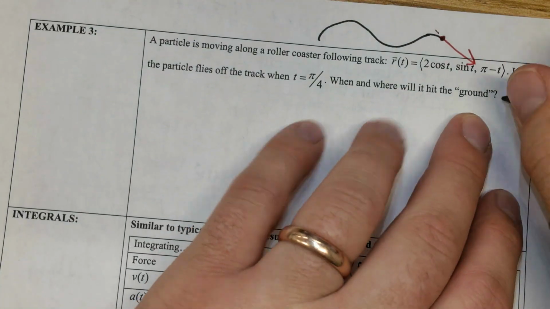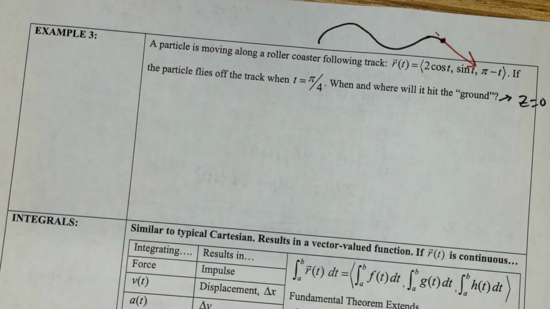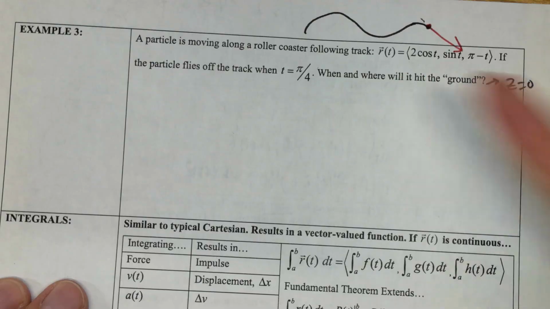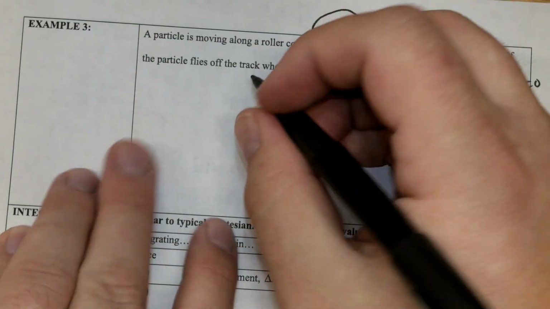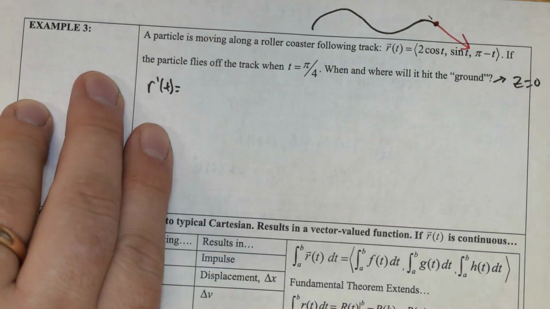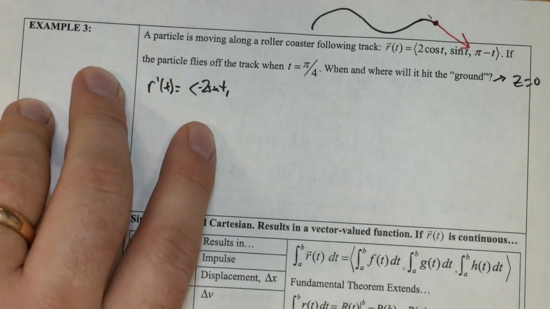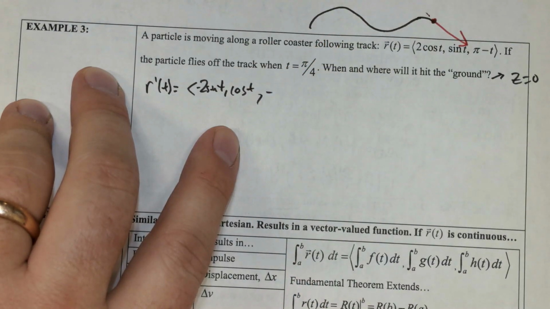In this case, for ground, I'm probably going to say that z equals 0. So I need r of t, I need that tangent direction, and then I need to follow that tangent direction until I hit z of 0, finding out when and where that will happen. So first, let's go find our direction vector. Our direction vector is going to be r prime of t. In this case, that's negative 2 sine t, cosine t, derivative here is negative 1.